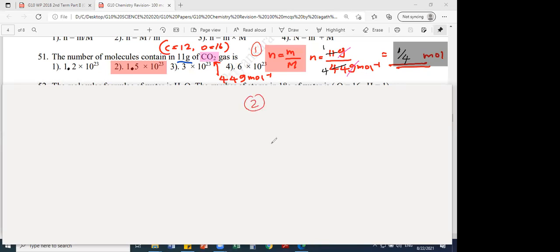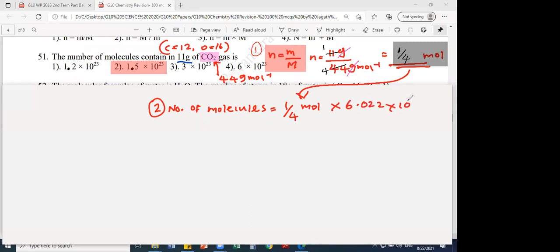What is the second one? You have to convert this into molecules. How to convert this into molecules? Number of molecules equals moles into Avogadro constant. See, 1 over 4 moles. So we put this answer here and multiply this by Avogadro constant. Actually, Avogadro constant is also given in the exam.